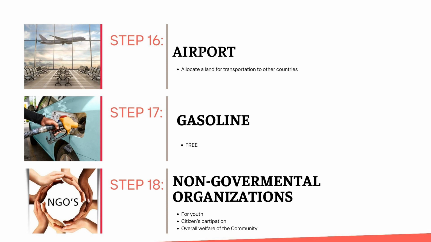Step number 16 is allocate a land for an airport for transportation to other countries. And step number 17 is gasoline. Let's install a gasoline station and let's make it free. Step number 18 is have a non-governmental organization for youth and for citizens' participation and for the overall welfare of the community.